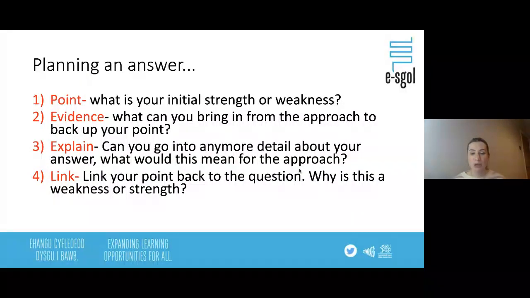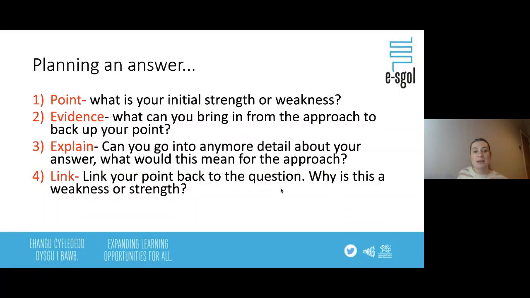What would this mean for the approach? It means that the theory is lacking objectivity. Okay, so remember that's another key word. Then link your point back to the question. This is a weakness because it means that principles in the psychodynamic approach are not scientific and not standardized.